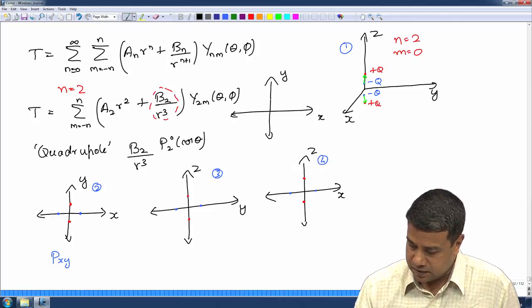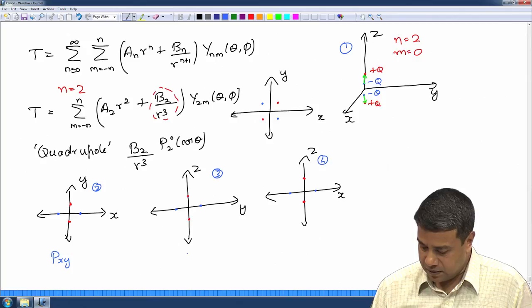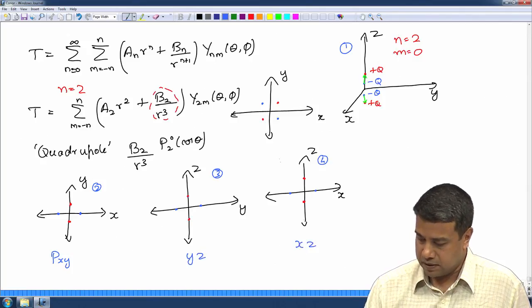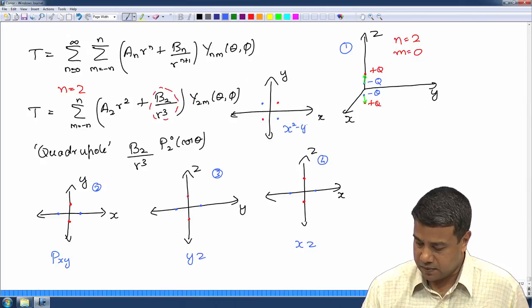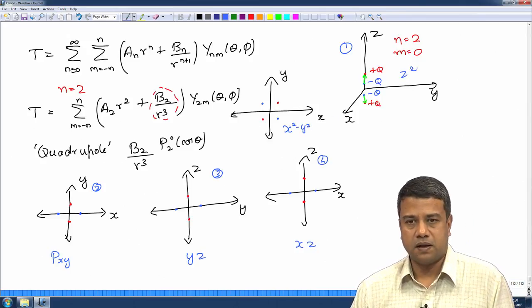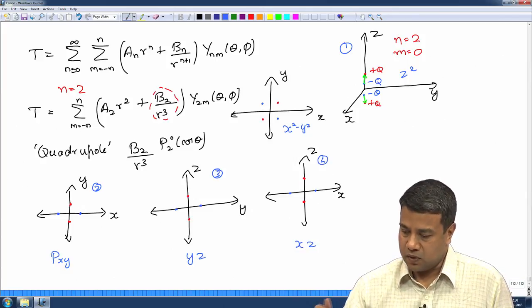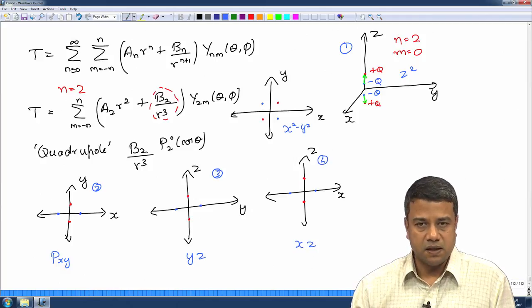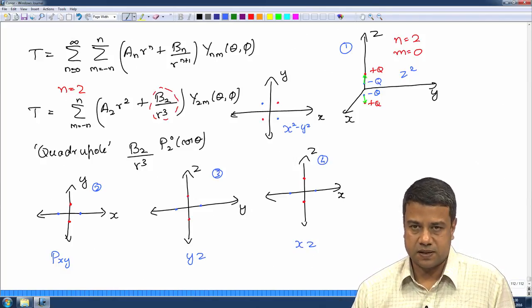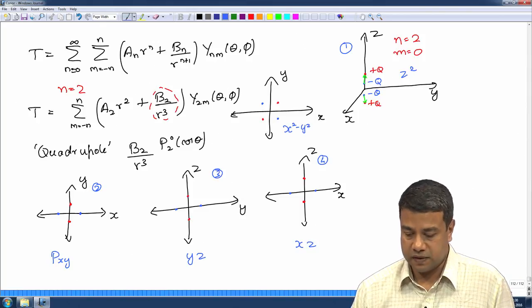So, this will be off axis. So, these are called xy, yz, xz. This goes by the name of x square minus y square, and this is z square. These are the fundamental modes in the spherical harmonic expansion. Quadrupole, all of them combinations of two sources and two sinks in such a way that the net source is 0 and the net dipole is 0. There are 5 fundamental solutions of these, one of which is axisymmetric about the z axis. The others are all in the xy, xz or yz planes. These decrease all as 1 over r cubed.